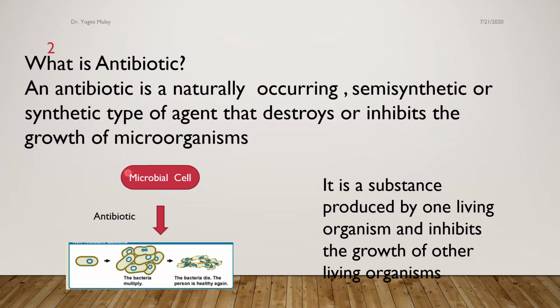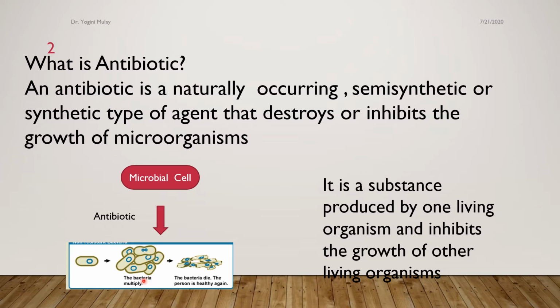Let's consider this is one microbial cell and it is capable of producing antibiotic. And this is another microbial cell, for example, we will consider it as a bacterial cell. Now this bacterial cell has undergone multiplication and therefore a large number of bacteria are there. Now the antibiotic which is produced by this living organism will act on the other living organism.